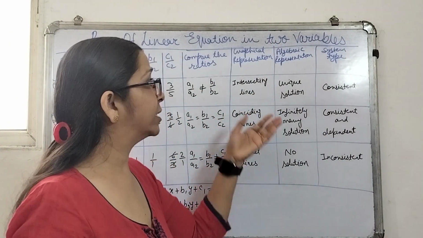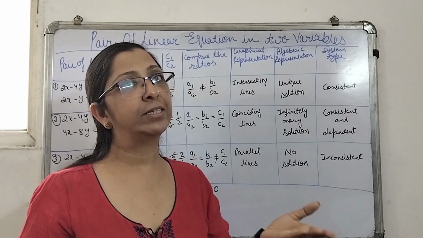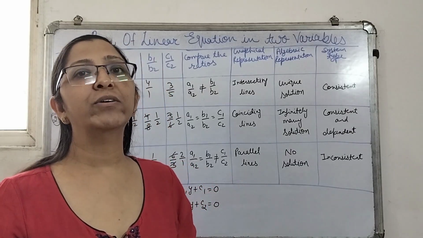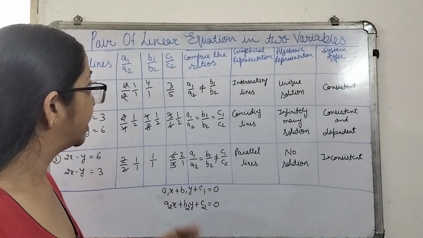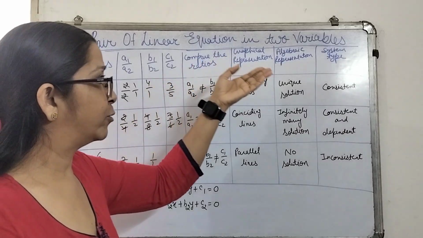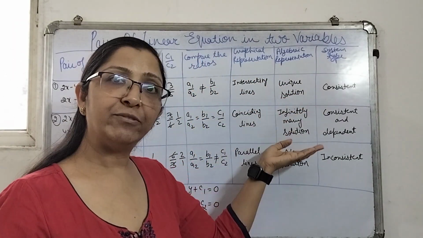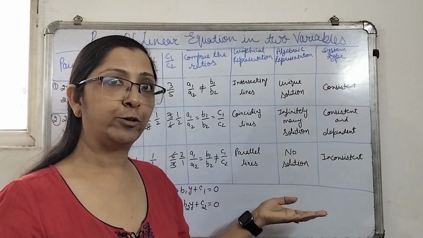So by simply comparing the ratios of the coefficients, we can come to know what type of equations they will be, whether they will have a solution or not, whether they will have multiple solutions, or whether they will have no solution. By simply seeing, we can say that it will have a unique solution, or infinitely many solutions, or no solution.